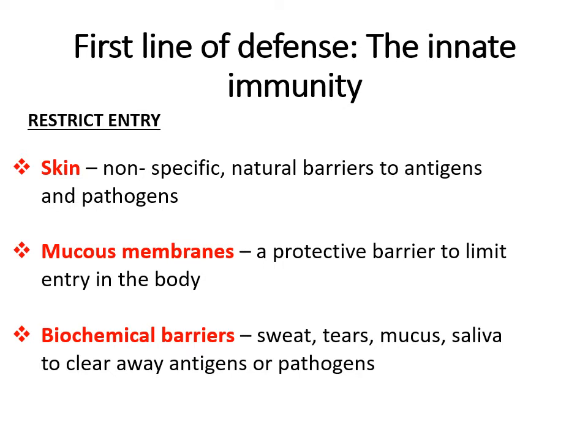The natural barriers such as the skin and the mucous membranes, and biochemical barriers such as sweat, tears, mucus, and saliva that can continually flush away the foreign antigens. And when I say foreign antigen, it means really anything that's foreign to the body. So that could include molecules that don't belong in the body, or antigens that are attached to bacteria or virus that the body recognizes as foreign.